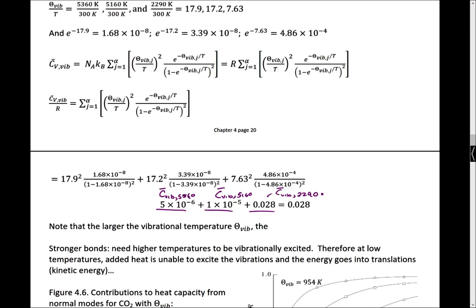Okay, so let's take a look at this a little bit. What does this tell us? One of the things that we see is if I said to you which mode, the stiffest mode or the weakest, the loosest mode, contributes greatest to the heat capacity, it's going to be the loosest, right? Okay, right? And so what we can say is that the larger the vibrational temperature, the lower the contribution, all right? So the lower C vib of that mode.